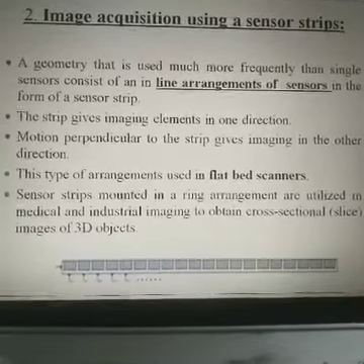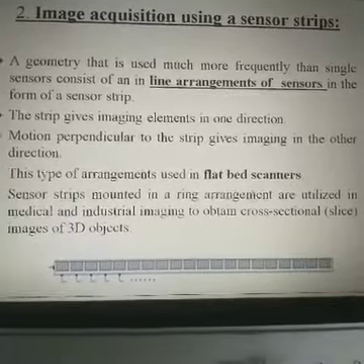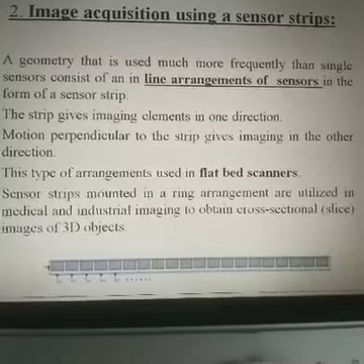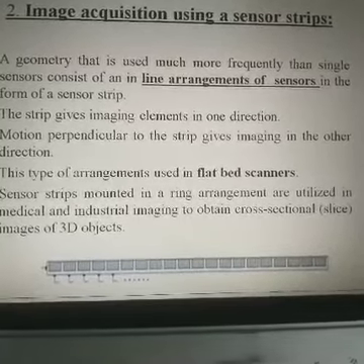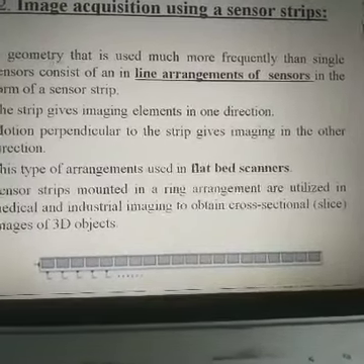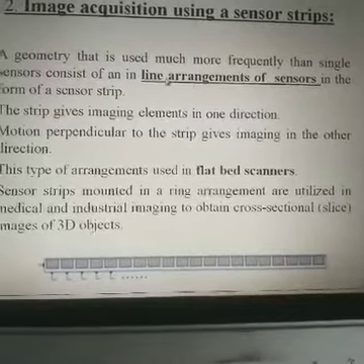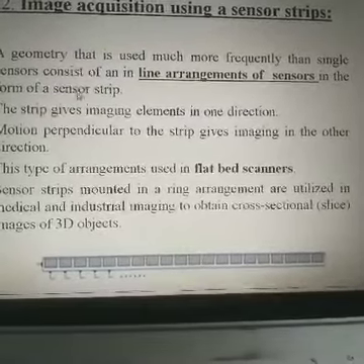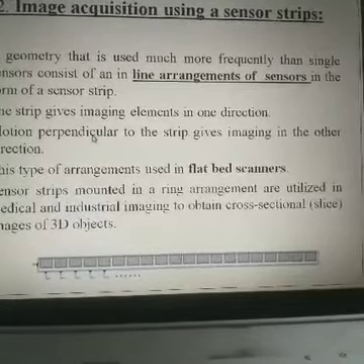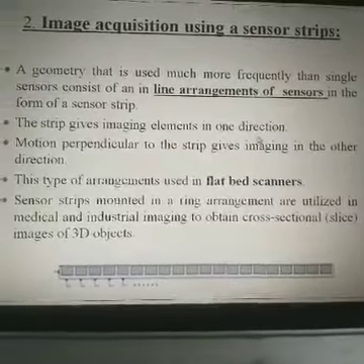Clear? Next is image acquisition using a sensor strip or line sensor, which means it is a combination of more sensors arranged in a line. It is a geometry used much more frequently than the single sensor, consisting of a line arrangement of sensors in the form of a sensor strip. That's why it is also known as the line sensor. The strip gives imaging elements in one direction.